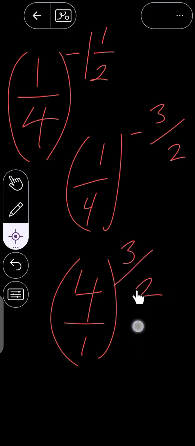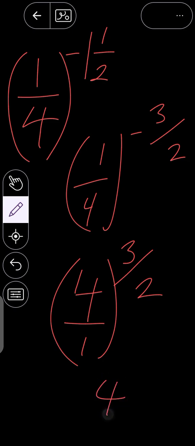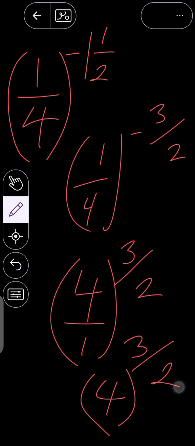Therefore, there will not be a negative again. If there's not going to be a negative, then it's going to be 4 over 1. If there's going to be a negative, it's still going to remain 1 over 4. But if you remove the negative, then you must interchange the base. That's what that is saying. And if that is the case, you know that 4 over 1 is going to be 4. So you can just write the question as 4, everything raised to power 3 over 2.